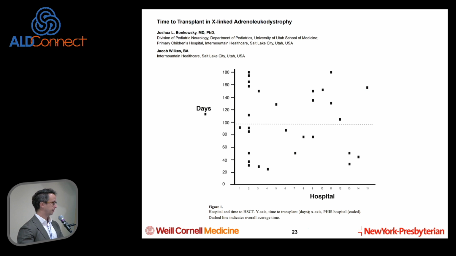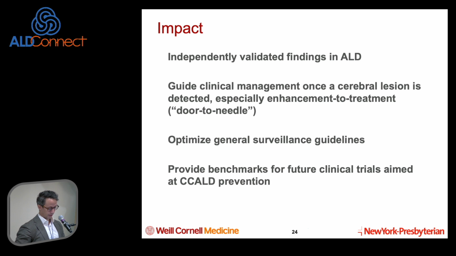It's 3.5, just north of 3 months. So that's sort of our benchmark, I think, as a field, as to how quickly we're getting these patients from diagnosis to treatment. So why do we care? What's the impact? I think these latter two studies are independently validated findings in ALD, which is not something you see often in rare disease, actually having data that's validated, especially using a different methodology, and you essentially get the same conclusion.